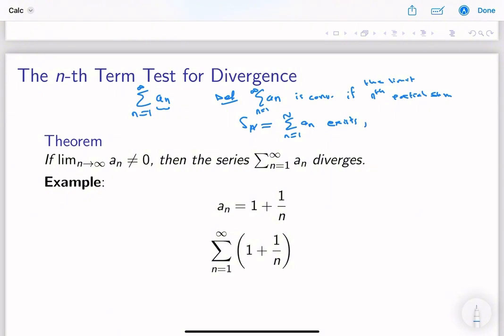In other words, the limit of S_N as N tends to infinity, let's say this is L, we say that the sum of a_n from n equals 1 to infinity is equal to L. Okay? So this is the definition of convergence of a series. If the sequence of partial sums converges to a limit L, then the series is convergent and its value is L.